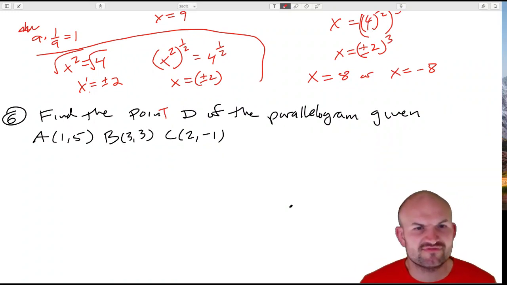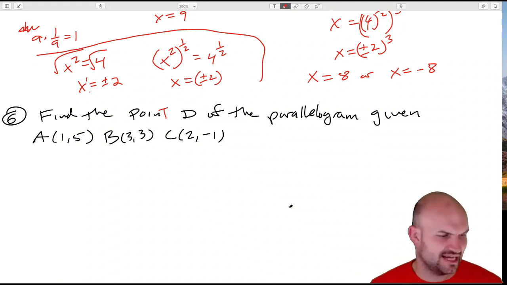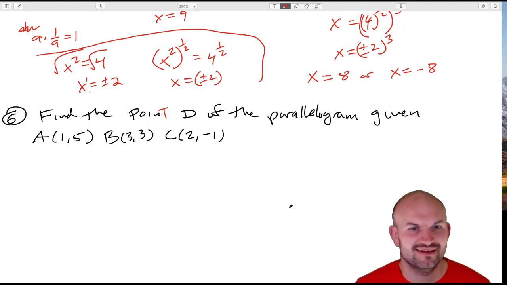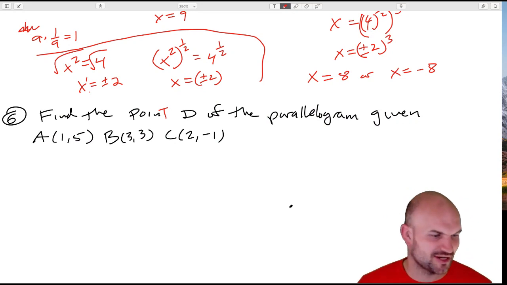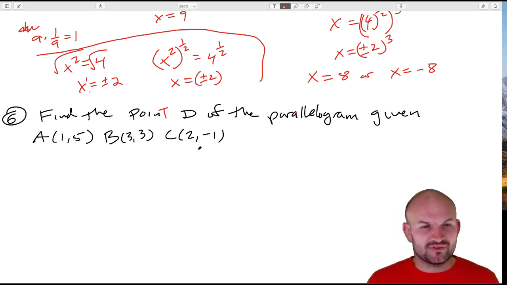All right, so the next one says, find the point D of the parallelogram given A, B, and C. And actually, I forgot to copy down the student's points. So I just wanted to make sure I plotted them real quick before I wrote them down, just in case I didn't miss anything.